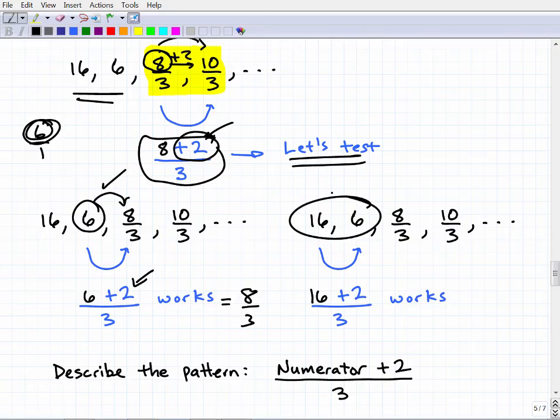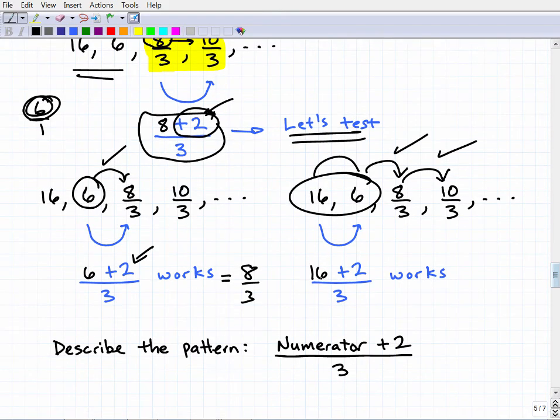So let's try from 16 to 6. We just tested from 6 to 8/3, that works. We know from 8/3 to 10/3, that works. Now let's make sure from 16 to 6 it works. Here again, I'm going to add 2 to the numerator, which is 16, and then divide that by 3. 16 plus 2 is 18, divided by 3 is 6, so it works. So there you go.